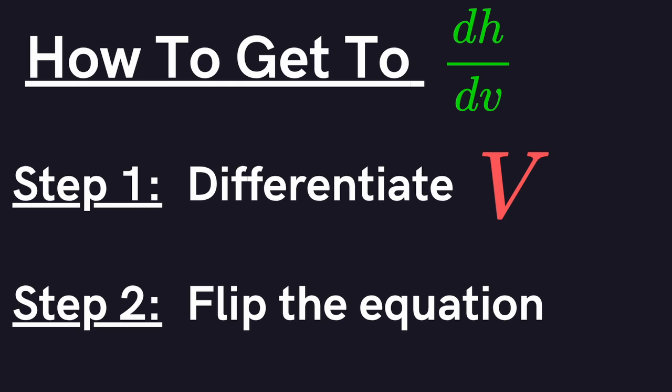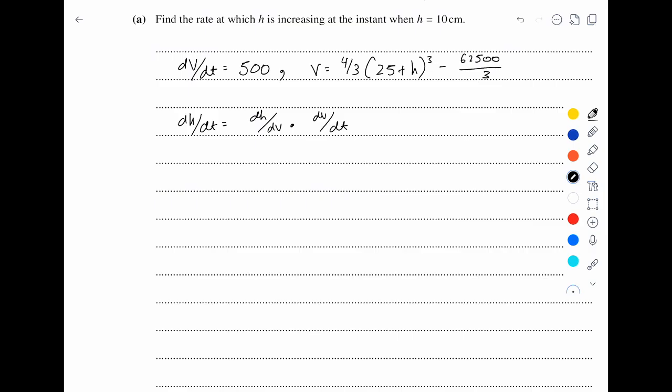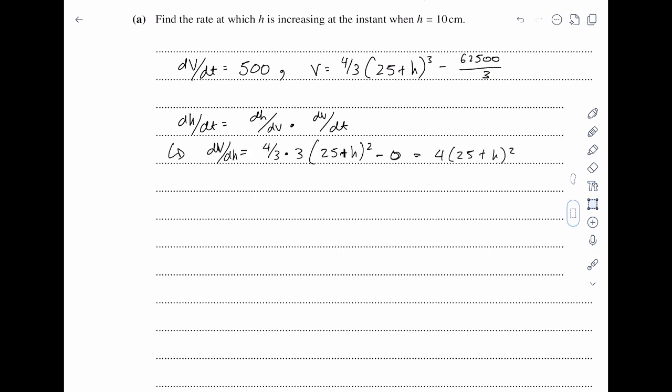Perfect. So what's dV by dH? Well, dV by dH is equal to 4 over 3 times 3 times (25 plus h) to the power of 2, minus 0 now, which gives us 4 times (25 plus h) squared. If we flip this now then, we get 1 over 4 times (25 plus h) squared, which once we plug in h equals 10, remember this is what the question wanted, we get 1 over 4,900.